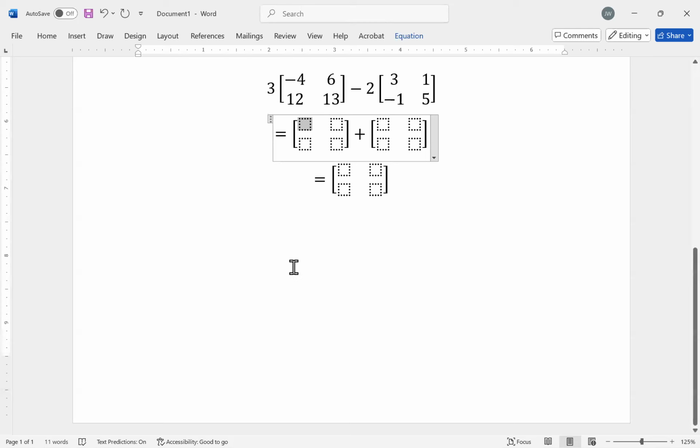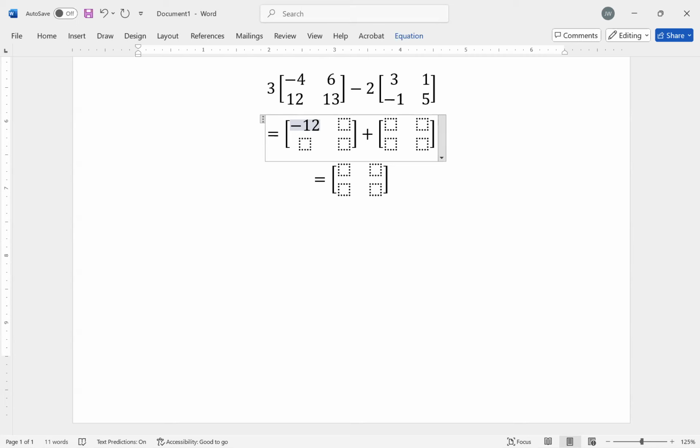All right. Now, what I'm going to do is I'm going to do a scalar multiplication and then addition. In fact, that's what we have to do because of order of operations. Multiplication comes before addition. So we do a scalar multiplication of our first matrix. 3 times every entry gives me negative 12 in the first row, first column entry. It gives me an 18 in the first row, second column entry. It gives me a 36 in the second row, first column, and it gives me a 39 in the second row, second column.